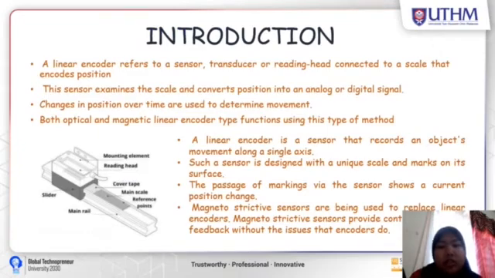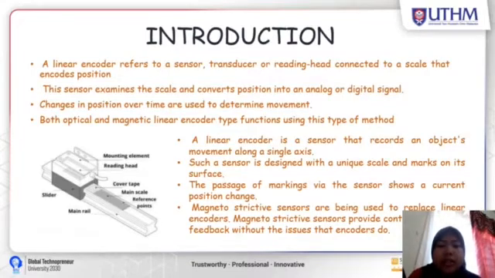Okay, next for the introduction. A linear encoder refers to a sensor, transducer or reading head connected to a scale that encodes position. The sensor examines the scale and converts position into an analog or digital signal. Changes in position over time are used to determine movement. Both optical and magnetic linear encoders function using this type of method. So this is an example of a linear encoder system.